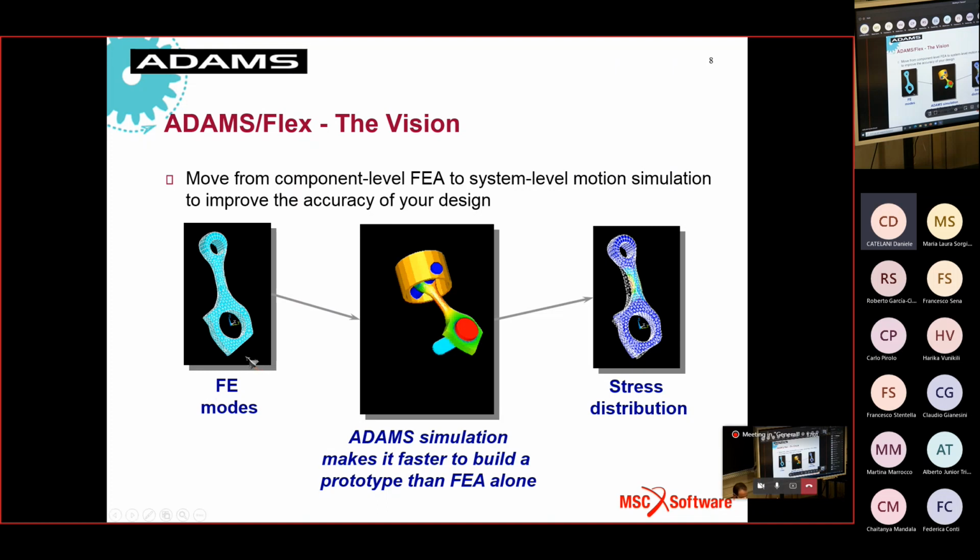When you have performed this analysis, the finite element environment creates a file which contains all the data to describe a flexible body. This file is imported into Adams, and in Adams you have a flexible body. You run a multi-body analysis with a flexible body, and at the end of the analysis you can appreciate deformation and stress in the flexible body after a very complex, full nonlinear dynamic multibody analysis.